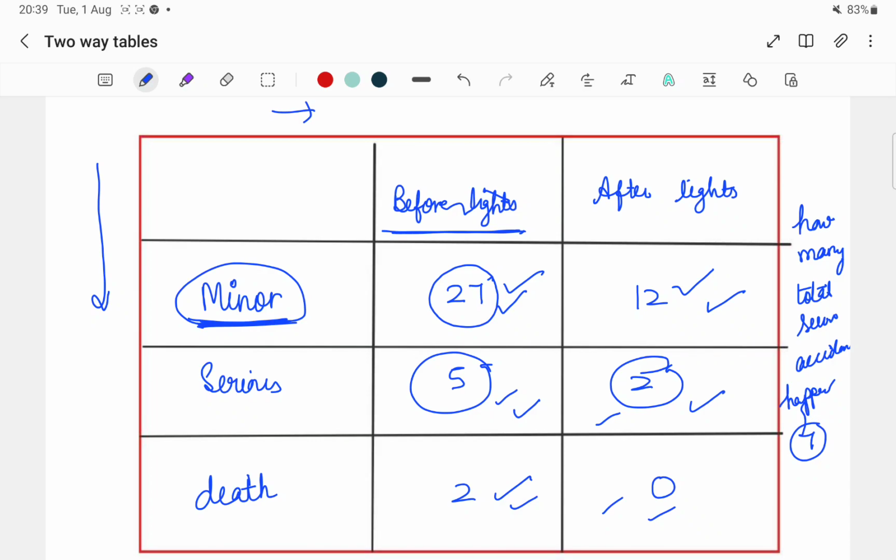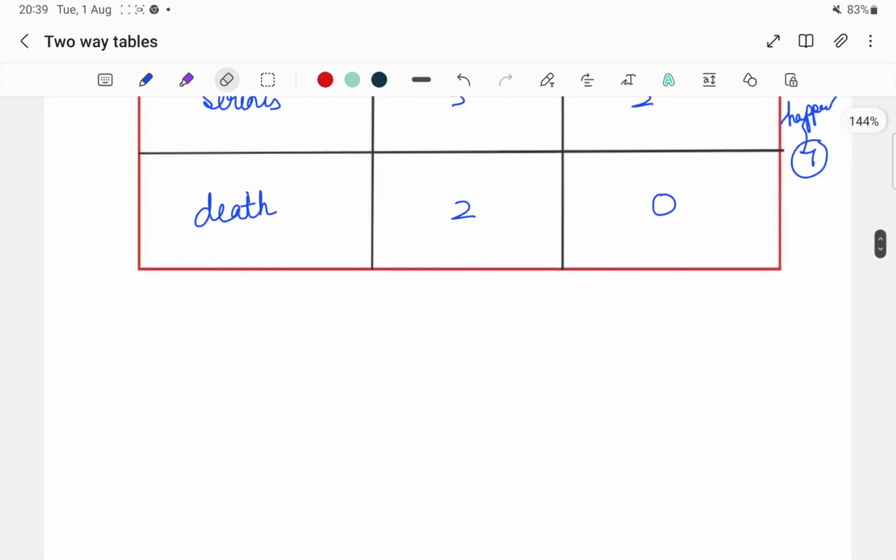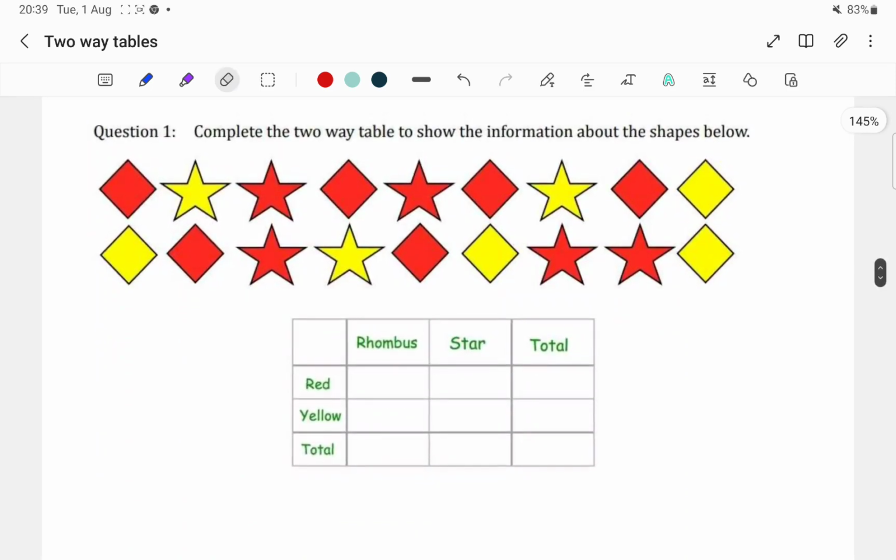Okay. So this is the kind of two-way tables. When I say it represents two sets of information, it represents information about the same thing, but it gives more than one type of information. Not only the different types of accidents, but also the accidents before and after. So it is a more elaborate way. Now next we will be taking some examples.